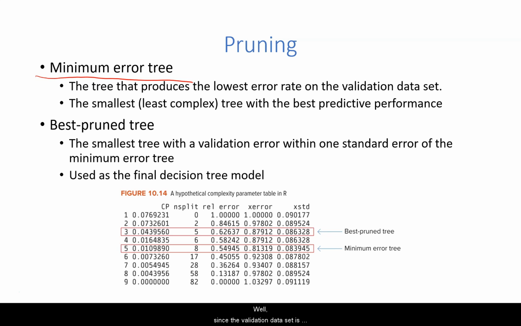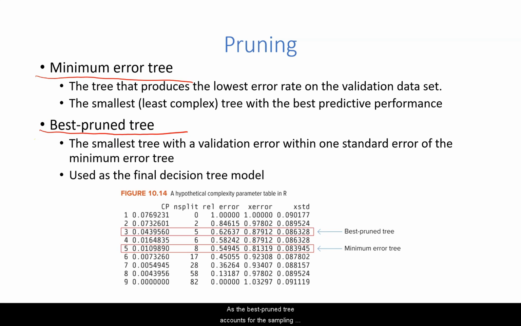Well, since the validation dataset is also a random sample of the entire dataset, to account for the sampling error, we can relax the misclassification error by 1 standard error and see if we can identify an even simpler tree. If we are able to find an even simpler tree that has a validation error that is within 1 standard error of the minimum validation error, then that tree is called the best pruned tree.